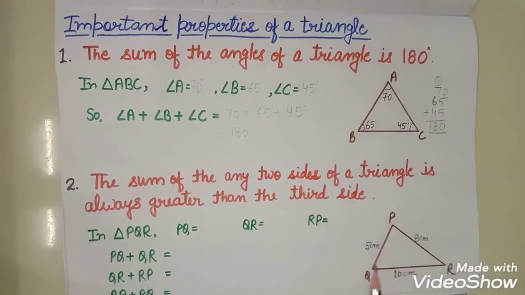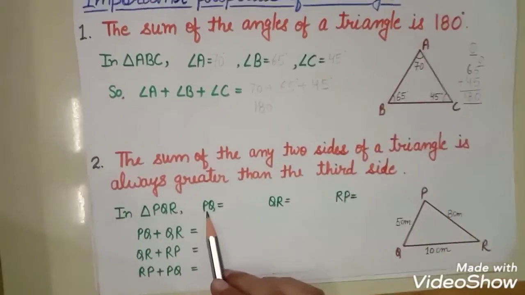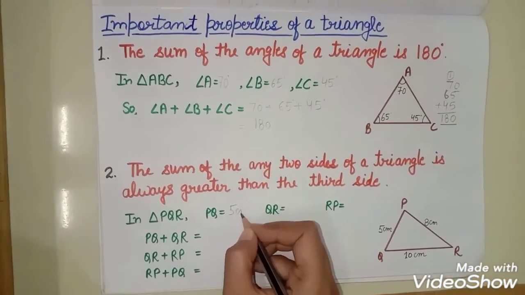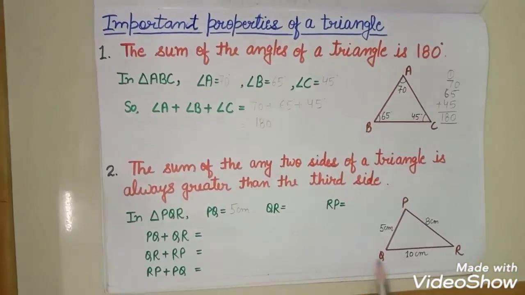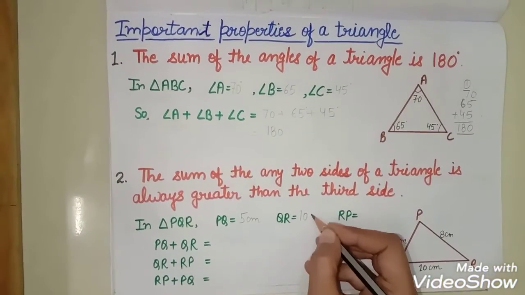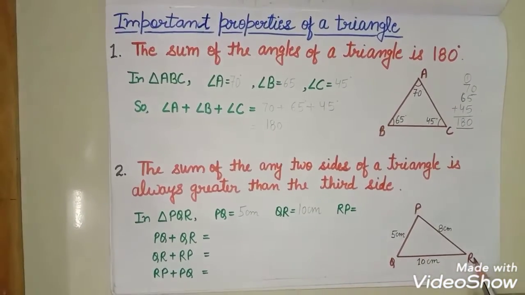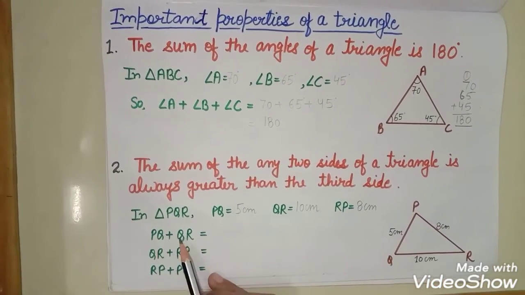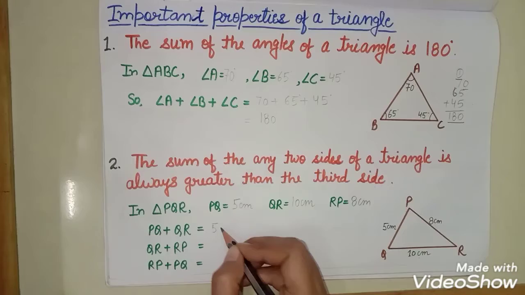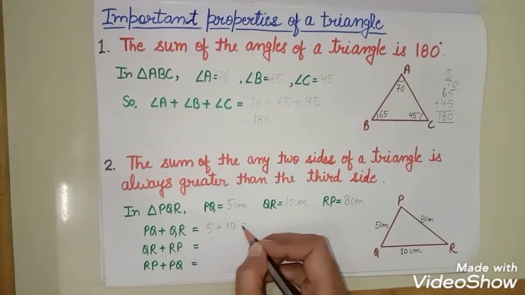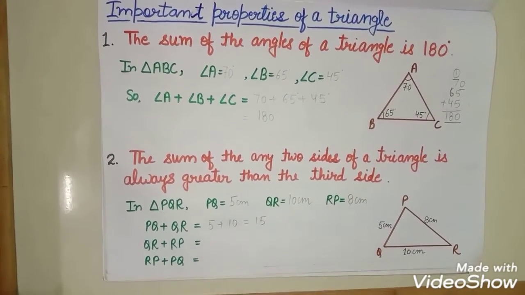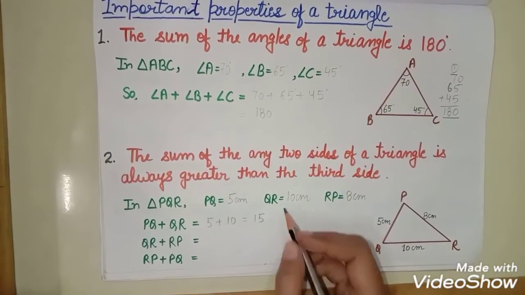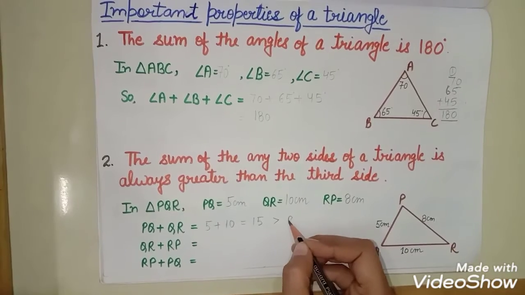Now in this triangle PQR, what is the measure of PQ? PQ is 5 centimeters, QR is 10 centimeters and RP is 8 centimeters. Now PQ plus QR, PQ is 5 and QR is 10, 5 plus 10 is 15. Now the third side is 8 centimeters, so 15 is greater than RP.